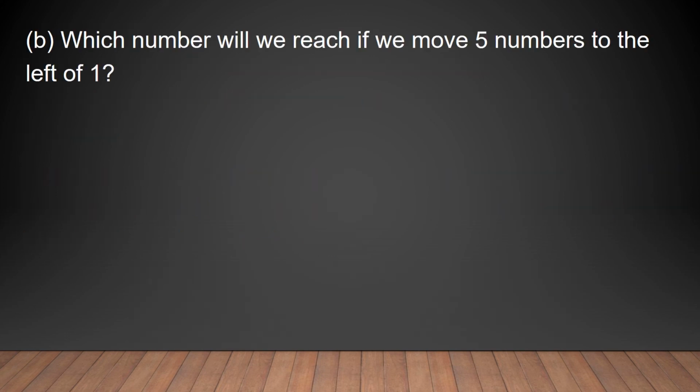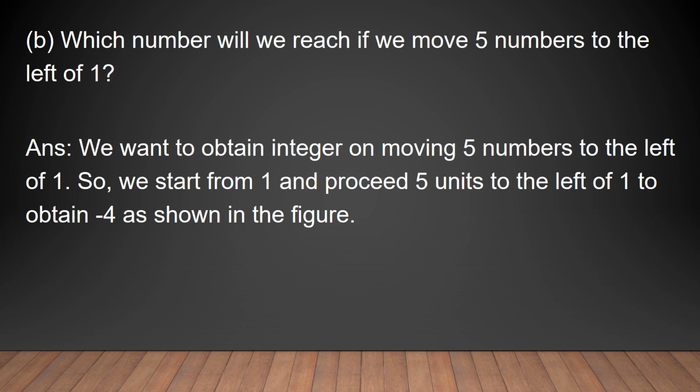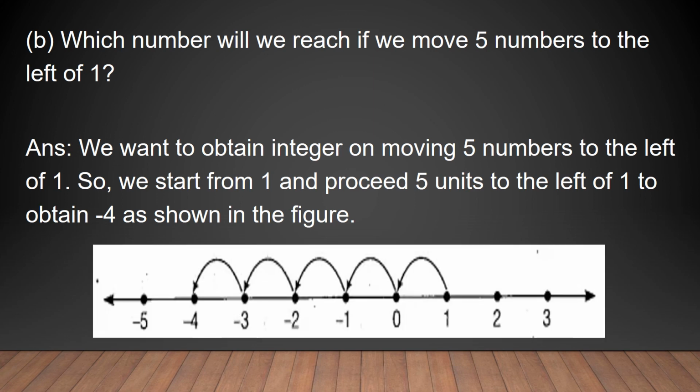Next part, which number will we reach if we move 5 numbers to the left of 1? Answer is, we want to obtain integer on moving 5 numbers to the left of 1. So we start from 1 and proceed 5 units to the left of 1 to obtain minus 4 as shown in the figure.